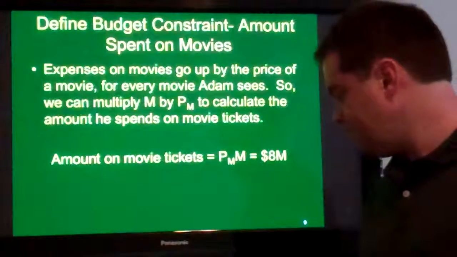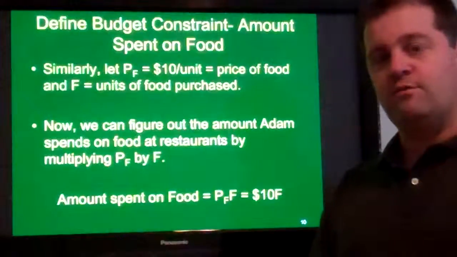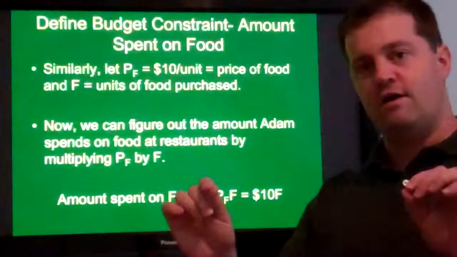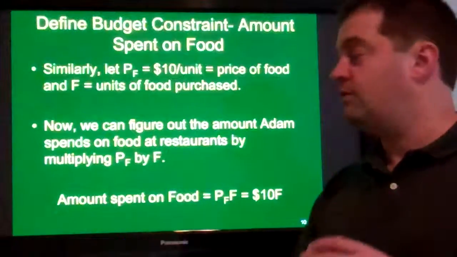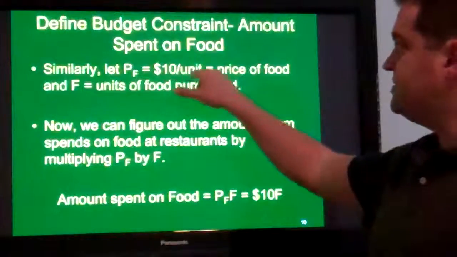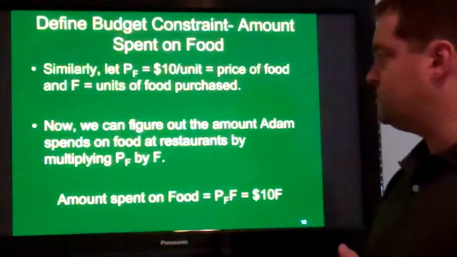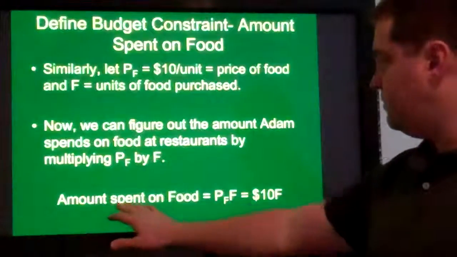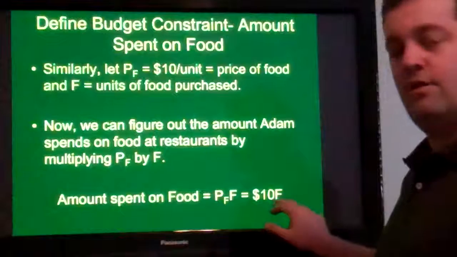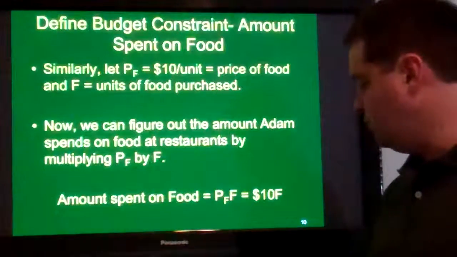Right? And then similarly, we want to do the same thing with food. We want to come up with a term that tells us the amount that Adam spends on food, right? That's going to be the price of food, which we said is $10 per unit multiplied by F, the units of food that he purchases. So the amount that he spends on food is $10 times F, right? The price of food multiplied by the units of food that he consumes.